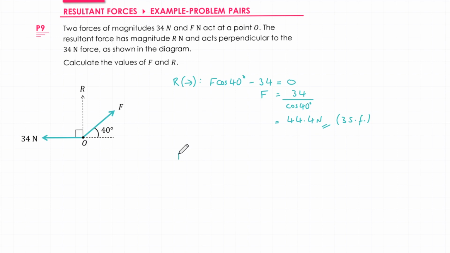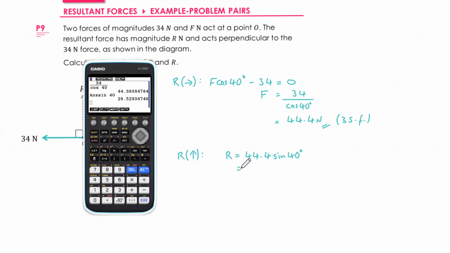Next, we'll resolve vertically. The only force we have acting upwards is F. We'll have F sine 40, and we know the consequence of that force is the resultant force. So we get R equals F sine 40, so 44.4 sine 40, which equals 28.5 newtons to 3 significant figures.